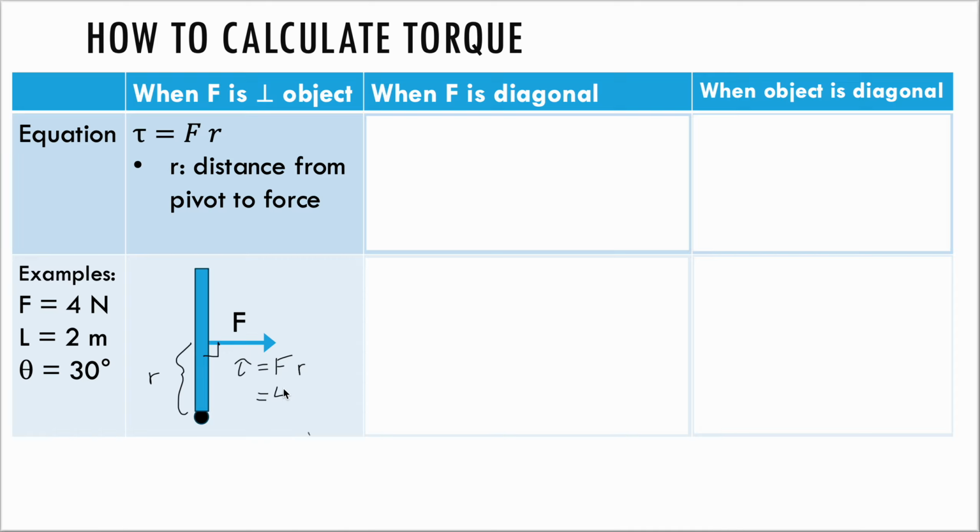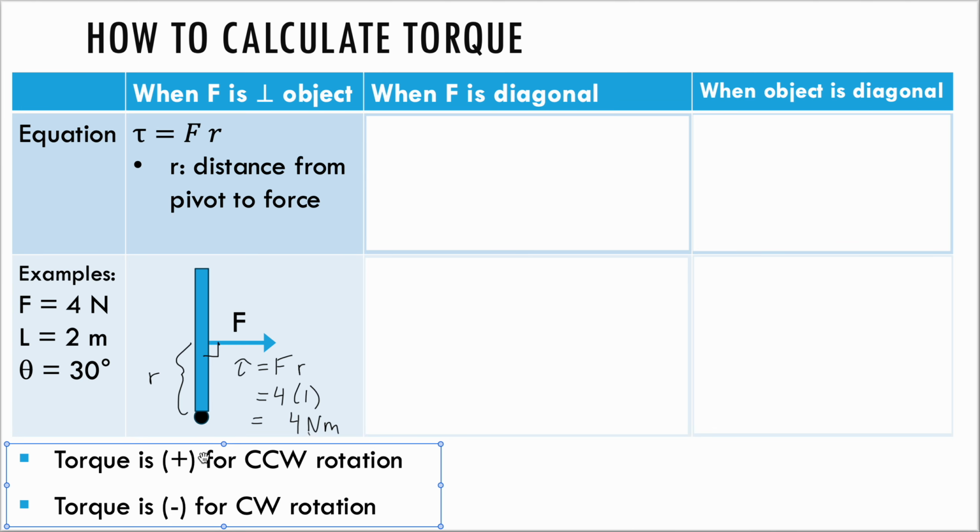So the torque is 4 times 1, that's going to be 4 newton times meter, which is the unit for torque. Now we do need to pay attention to the sign of the torque. The torque is positive for counterclockwise rotation and negative for clockwise rotation. So if you fix this point here and you see which way this force causes the object to rotate, it's going to be clockwise. That's going to be a negative torque. Make sure to put that negative.